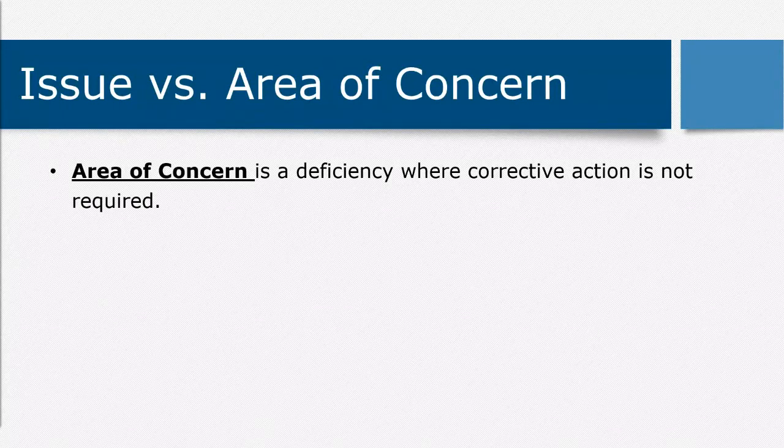If it doesn't end up being an issue, it may be an area of concern. Areas of concern are deficiencies where corrective action is not technically required, and there's no recommendation in the report. Although areas of concern may not require the grantee to respond, you should take measures to correct the concern internally. If the area of concern continues, it may become an issue in a subsequent review, so it may be elevated.